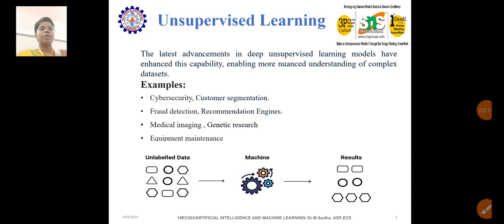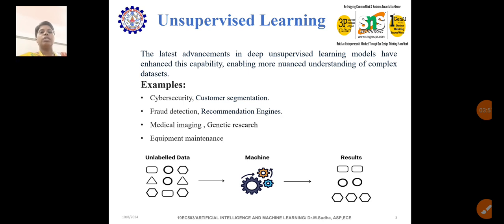Particularly, what are the examples we have? The real-time examples here are cyber security, customer segmentation, as well as fraud detection and recommendation engines. Medical imaging and genetic research are very booming nowadays, as well as equipment maintenance. These are the practical, day-to-day life examples where unsupervised learning is working.